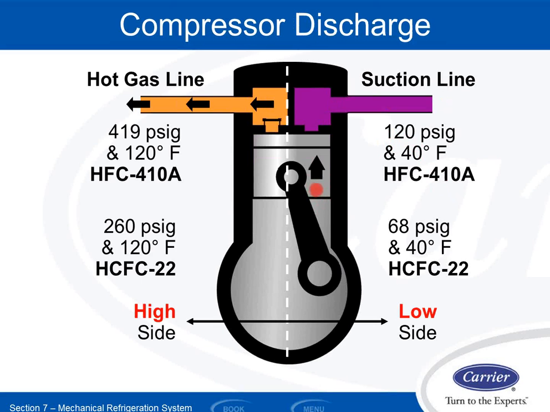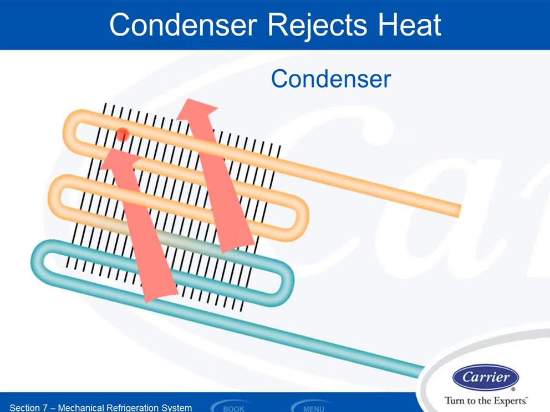That compressor raises those pressures. In the case of the R22, it raises it from 68 to 260, which raises its temperature from 40 to 120. In the case of 410A, in order to get from 40 to 120, I have to raise the pressure from 120 up to 419 in this case. All this compressor does is boost the refrigerant pressure, and that inadvertently boosts the temperature, which makes it easy for me to dump heat outside.